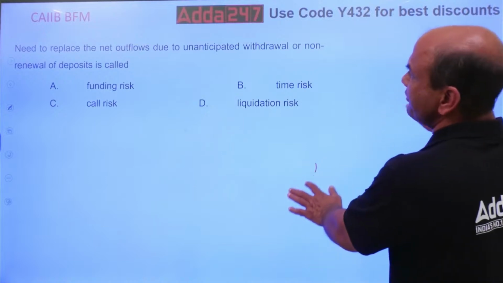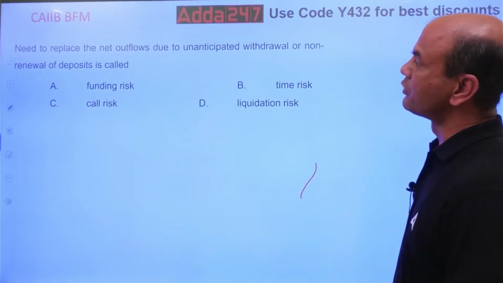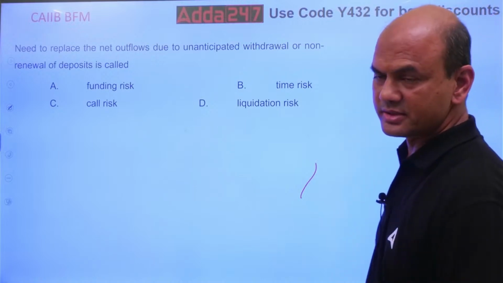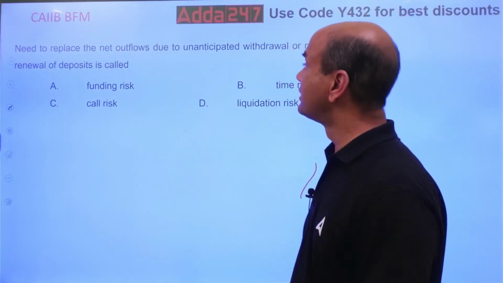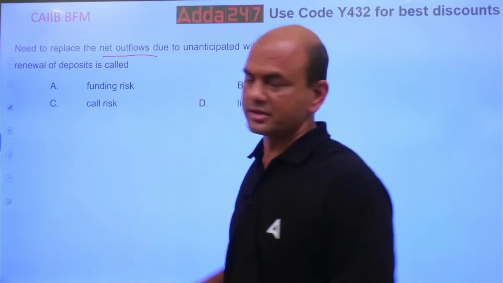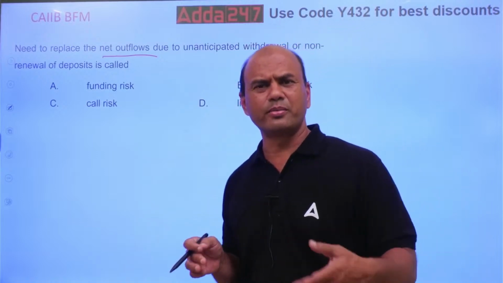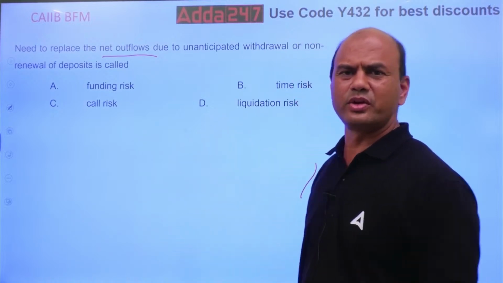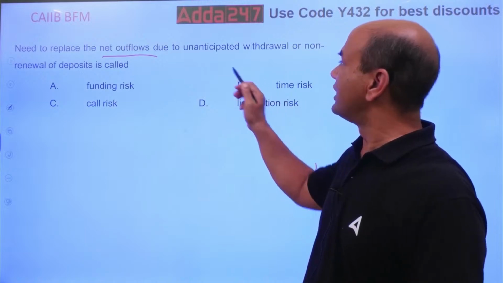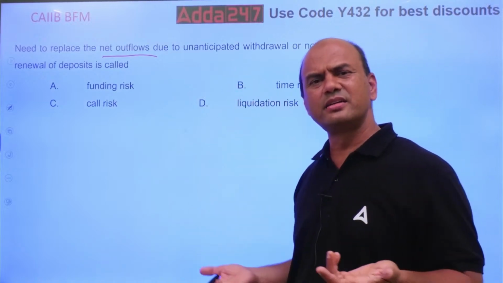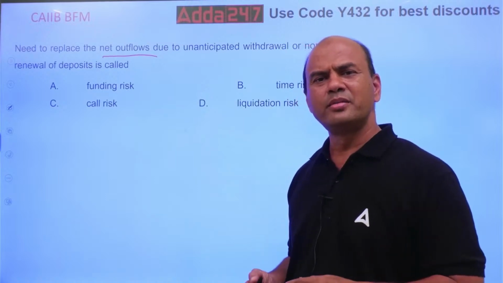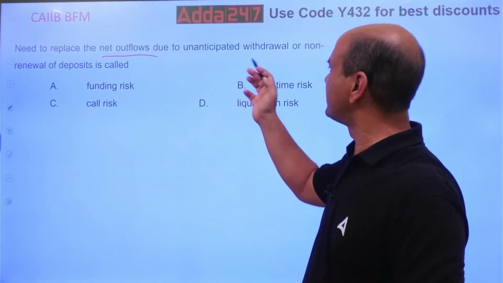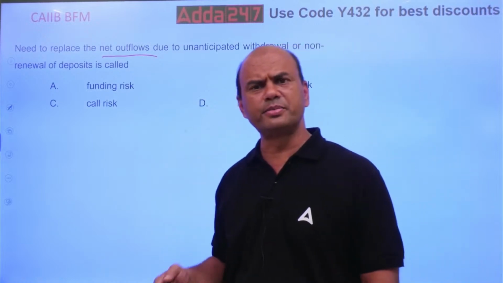Need to replace net outflows due to unanticipated withdrawals or non-renewal of deposits is called as. Net outflows means money is constantly going out from my bank. Somebody is withdrawing, constant withdrawals are going on in my bank. Unanticipated, something I didn't think, some problem came in the economy. People are afraid, they are withdrawing a lot. Unanticipated withdrawal or non-renewal of deposit. People are not renewing the deposit.